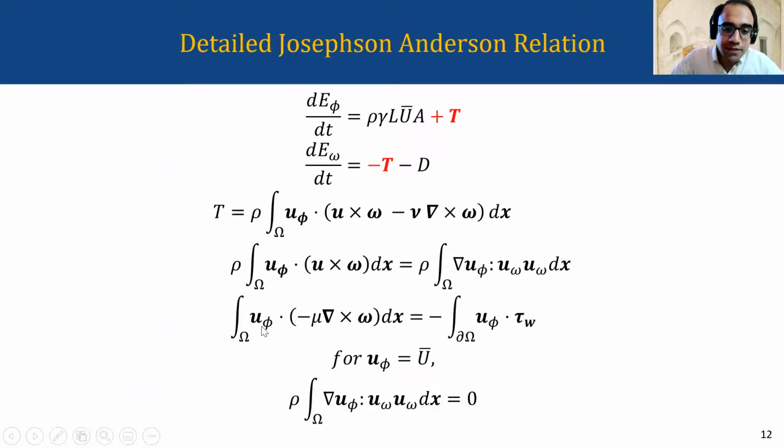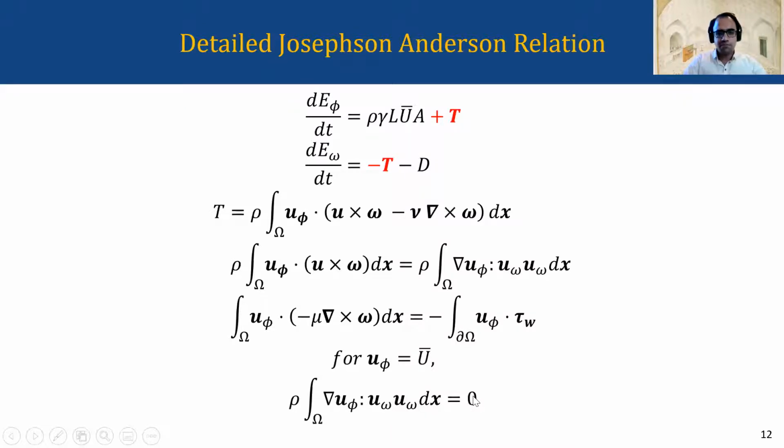And this viscous term is just equal to the wall stress dotted with U phi, which is practically just the x component of the wall stress. So this is what is essentially balancing the pressure drop, if you like. And again, as I said, since U phi equals U bar, this term goes to 0.